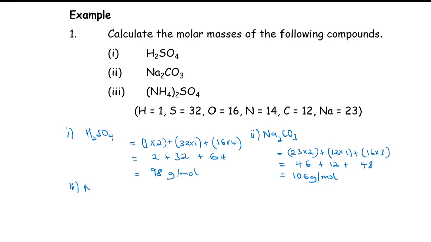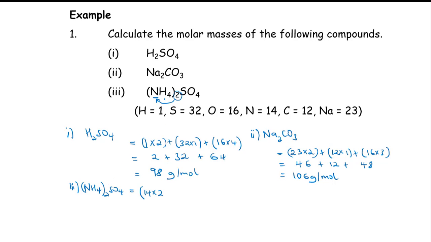Okay, so we have ammonium sulfate. We shall start 1 element at a time. So we are going to start with nitrogen. Nitrogen has 2 atoms. Because of these 2 outside, it multiplies nitrogen by 2. So we have 2 atoms. So that will be nitrogen is 14. It will be 14 times 2.